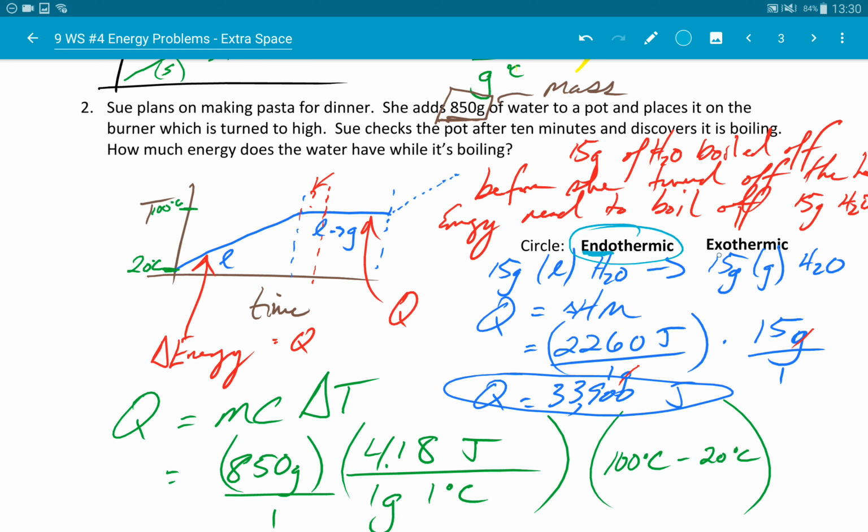Exo means out, like an exoskeleton. Ants have an exoskeleton. It's hard if you accidentally crush them, because the entire exterior of their body is not soft like our skin, but instead is a hard shell, because that is their skeleton. And so exo means out. So if heat is going out of the thing, then it's exothermic.